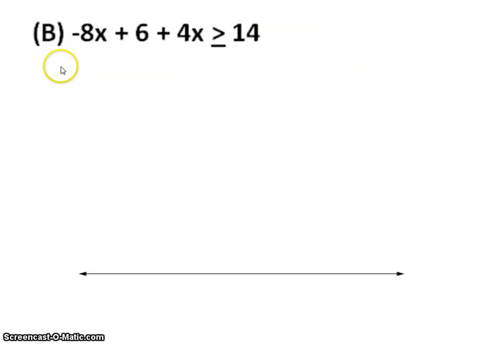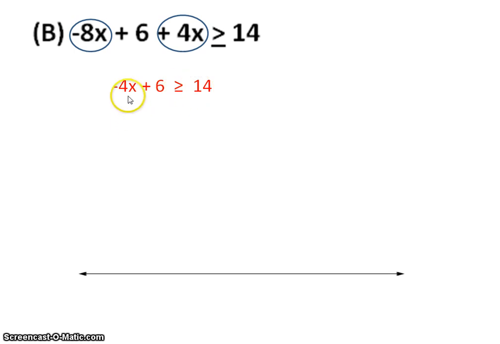Let's take a look at example B. In example B we have negative 8x plus 6 plus 4x is greater than or equal to 14. On the left hand side there are some like terms that I need to combine. The negative 8x has a like term of 4x, but we're going to include the plus in front of the 4x. So negative 8x plus 4x. That will come out to be negative 4x. Then I'm going to bring down the rest of the inequality. The plus 6 is greater than or equal to 14.